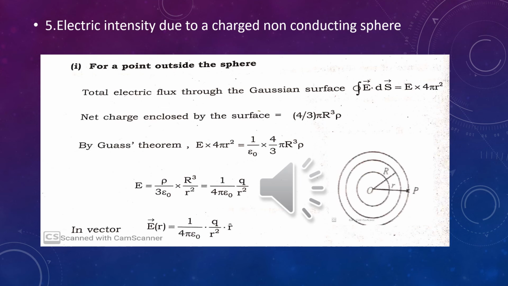To apply Gauss's law, we have to get the net charge enclosed by the sphere. The net charge enclosed by the sphere will be equal to 4 by 3 pi R cubed into rho, that is, volume into rho, or volume into volume charge density. That is, Q is equal to 4 by 3 pi R cubed into rho. Applying Gauss's law, the flux E into 4 pi r squared is equal to 1 by epsilon 0 into the net charge enclosed by the surface, that is, 1 by epsilon 0 into 4 by 3 pi R cubed rho. From that, we get E is equal to rho by 3 epsilon 0 into capital R cubed by small r squared, or it is equal to 1 by 4 pi epsilon 0 into small q by r squared. In vector form also it is shown.